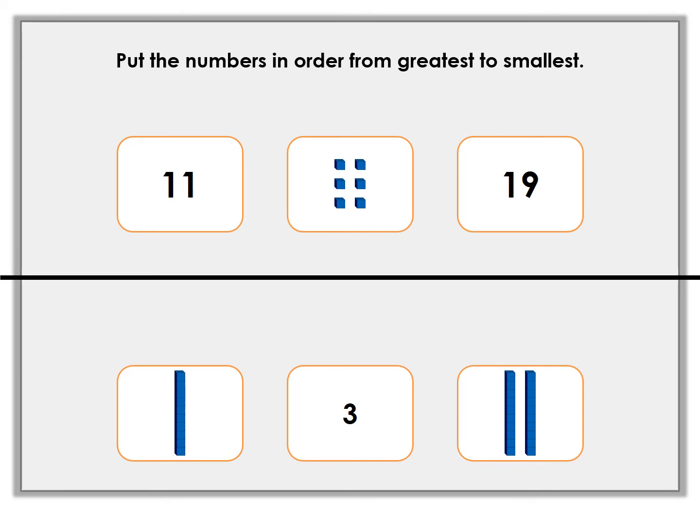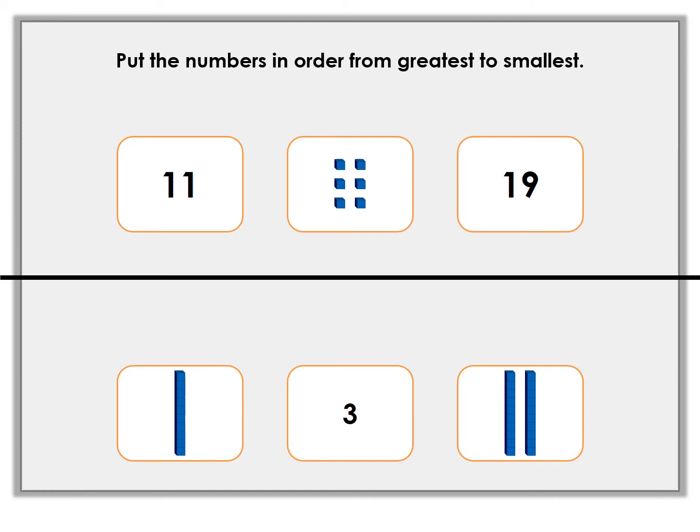Which one is the greatest number? Check your number track. Well done, 19 is the greatest number. Which one is the next greatest? 6 or 11? Well done, 11 is the greater number. And then the smallest number is 6. Well done.